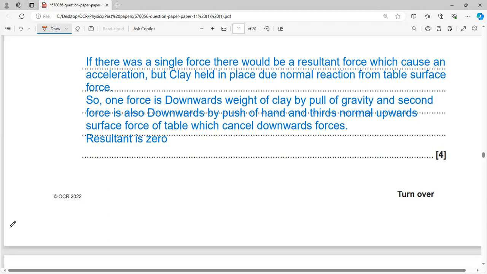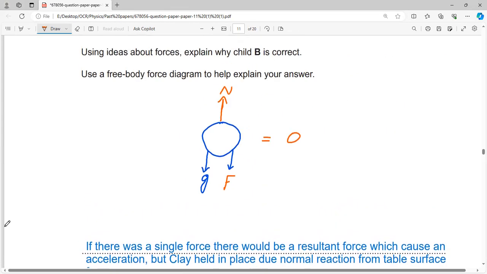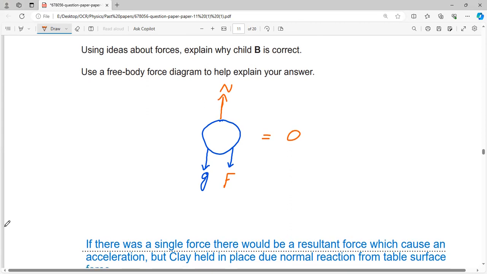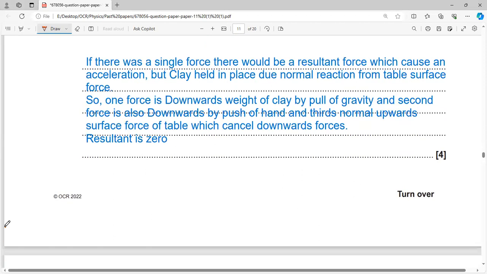One force is downward, the weight of the clay, by the pull of gravity. The second force is also downward, by the push of the hand. And the third is the normal force of the surface of the table, which is being applied upward in direction. So in this way, the resultant force will be 0 here. We can see one force is downward gravity, the second force is the applied force by the hand, and these two forces are cancelled by the upward force of the surface of the table. So overall, the resultant force will be 0. In this way, you can draw and you can also explain your answer.